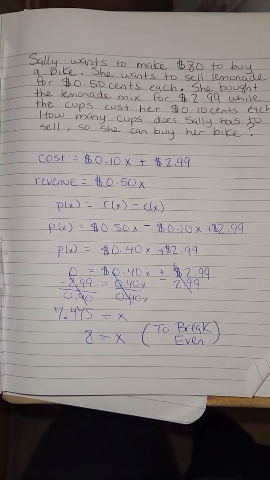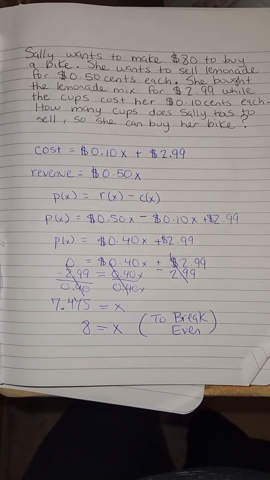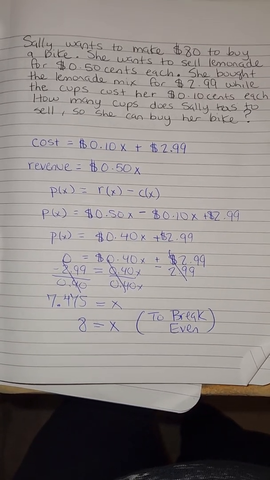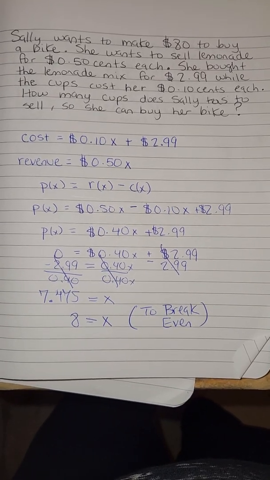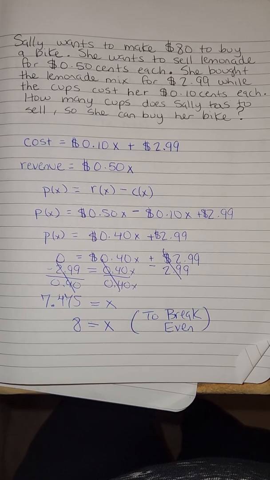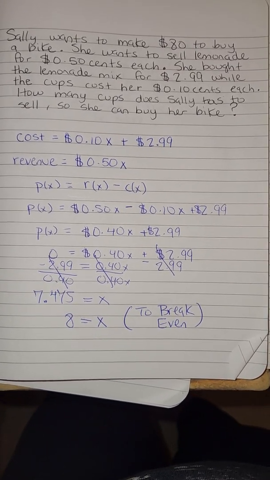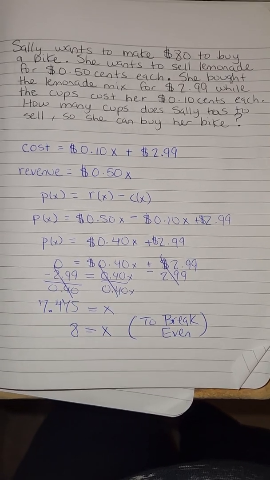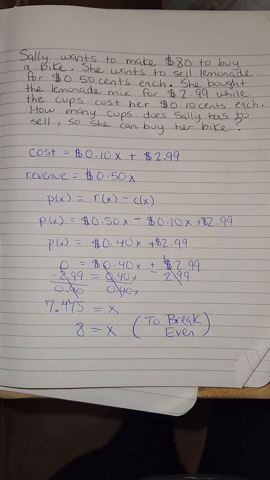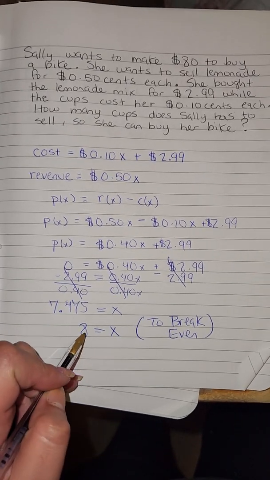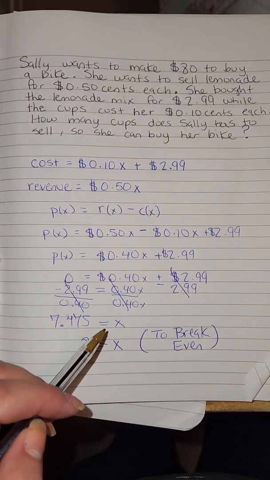But let's read the problem again. It says Sally wants to make $80 to buy a bike. She wants to sell lemonade for 50 cents each. She bought the lemonade mix for $2.99 while the cups cost her 10 cents each. How many cups does Sally have to sell so she can buy her bike? It's not asking you to break even, but I went ahead just to show you guys how you set up your problem to break even.